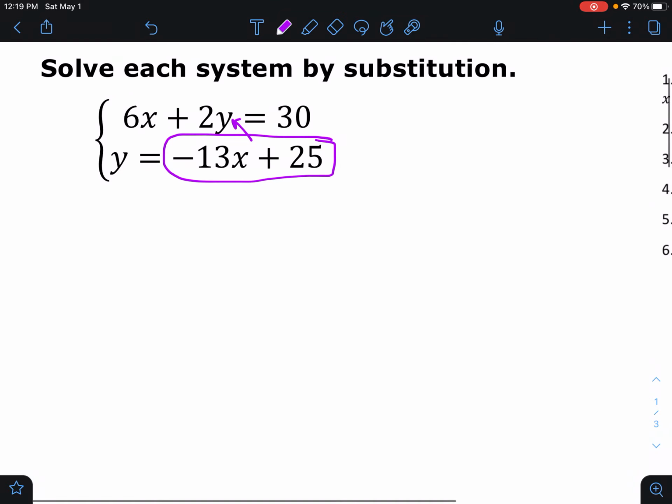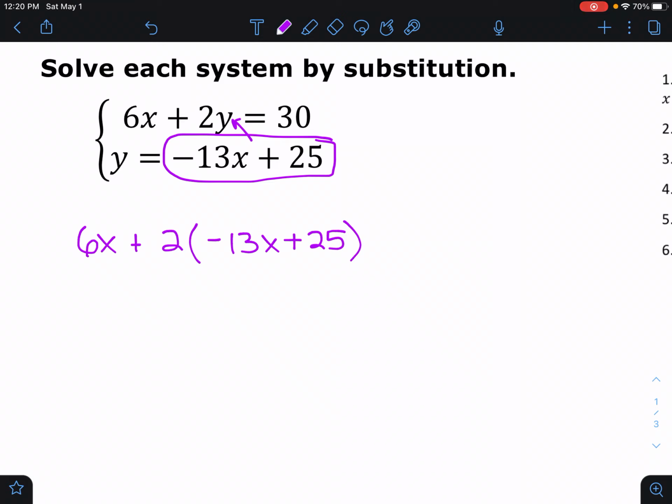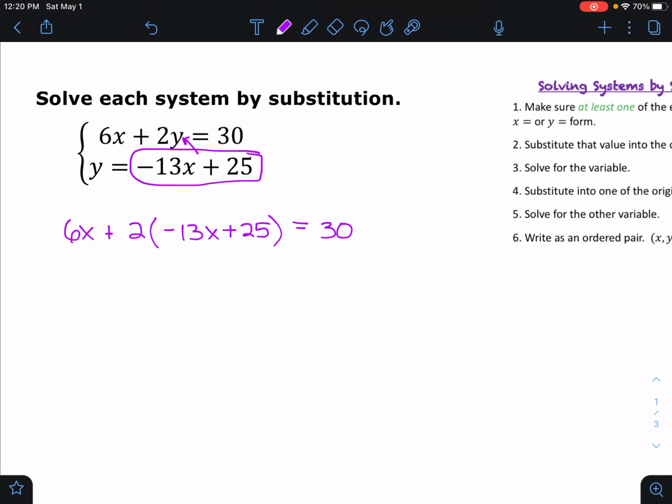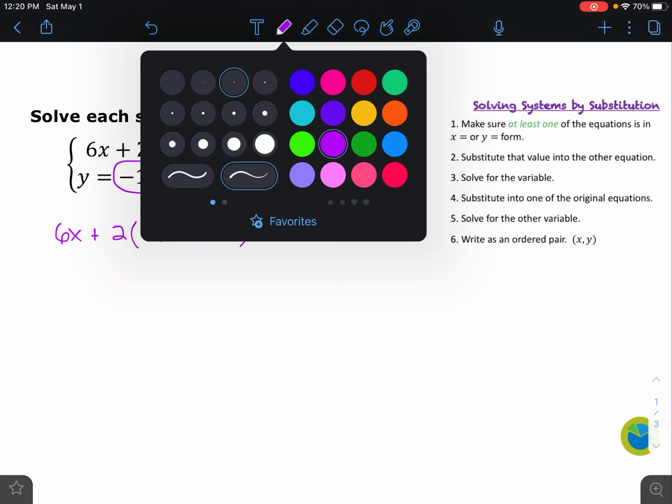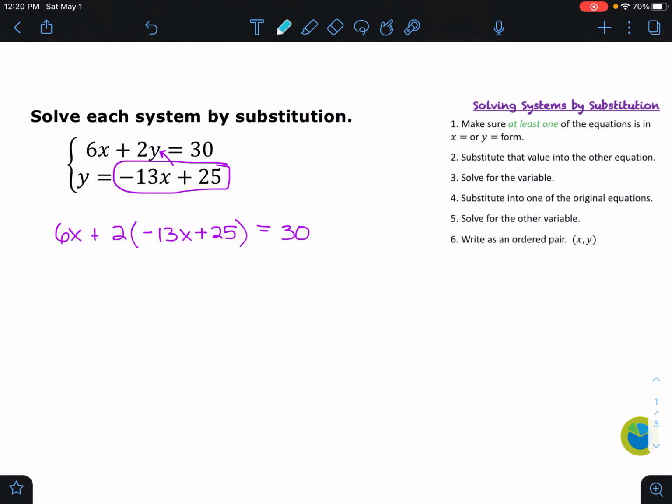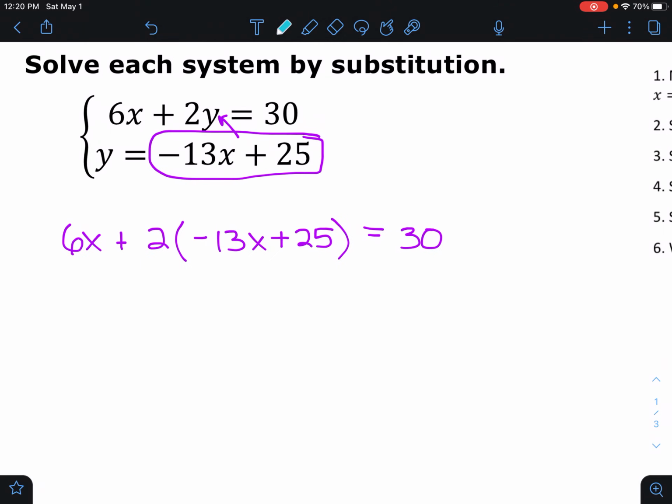So this is going to become 6x plus 2 times negative 13x plus 25. Notice that's in parentheses. And then equals 30. Okay. Now, I've substituted it into that other equation. That's step 2. Solve for the variable is step 3. Now, this is the part that's a little bit more work. So you're going to distribute this 2 here and then combine like terms.